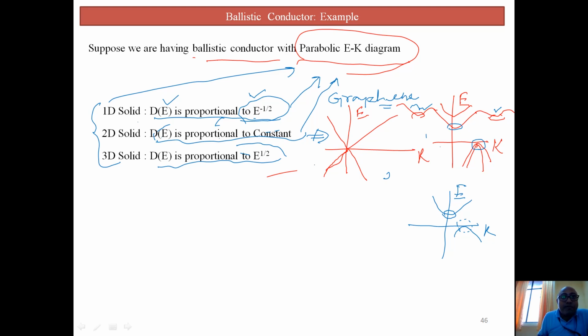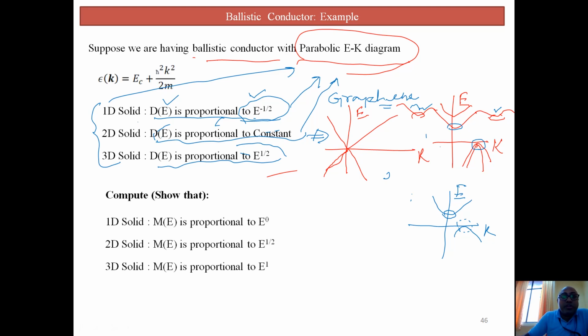Now, suppose I am considering a parabolic E-k diagram, then for a ballistic conductor, how does the number of modes depend on energy? That you can show. The number of modes for a one-dimensional solid is E to the power 0 for a parabolic E-k diagram, for a 2D solid E to the power half, and for a 3D solid E to the power 1. So there will be a kind of half difference; you are adding half and half.